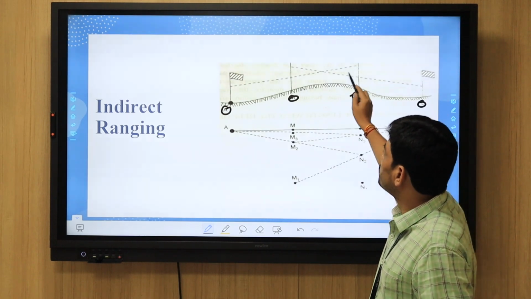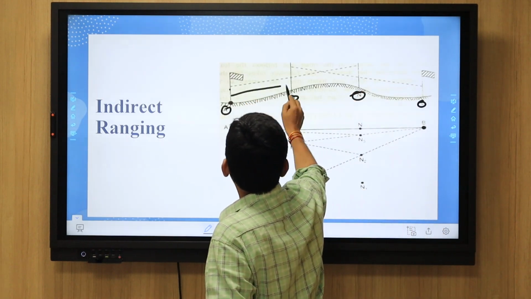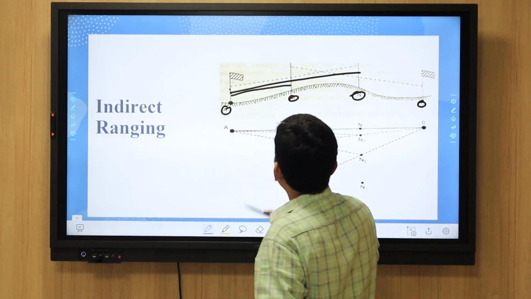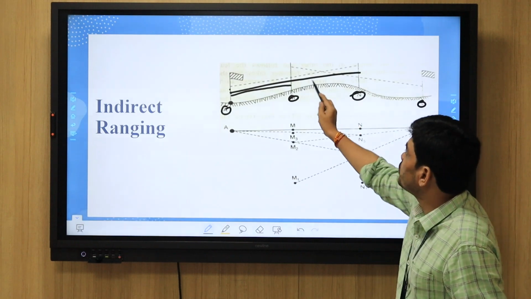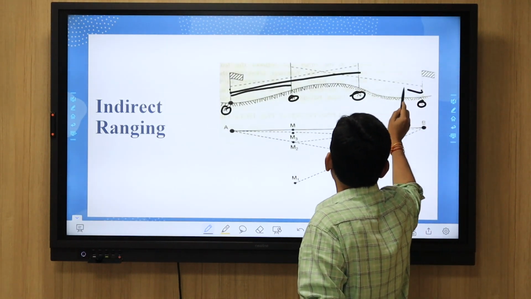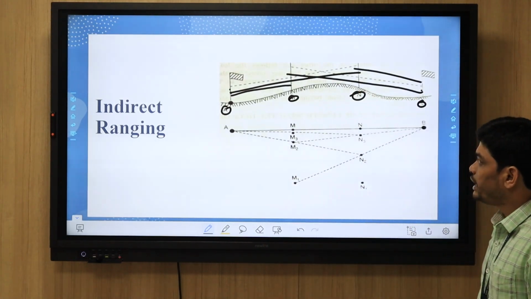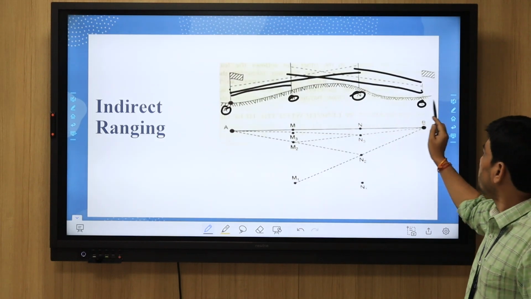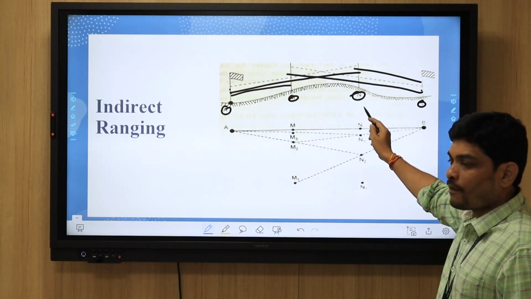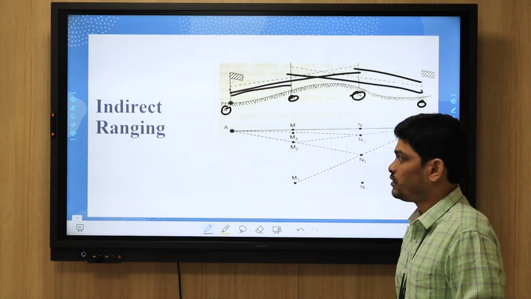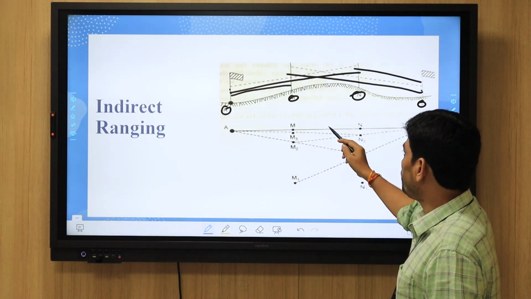First, these two ranging rods should be visible from A. From here, you can see it is visible. At the same time, from B also, these two ranging rods should be visible. From here to here it is visible, and from here to here it is visible. So from station A these two intermediate stations should be visible, and from station B the two intermediate stations should be visible. Only then this is possible. Only then are we going to measure, keeping these points in the center.